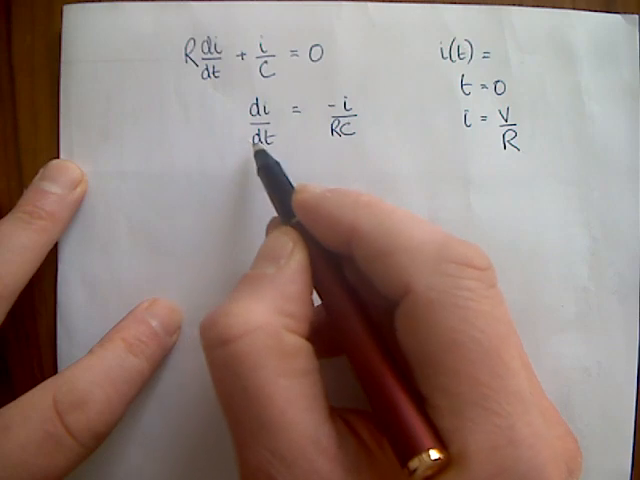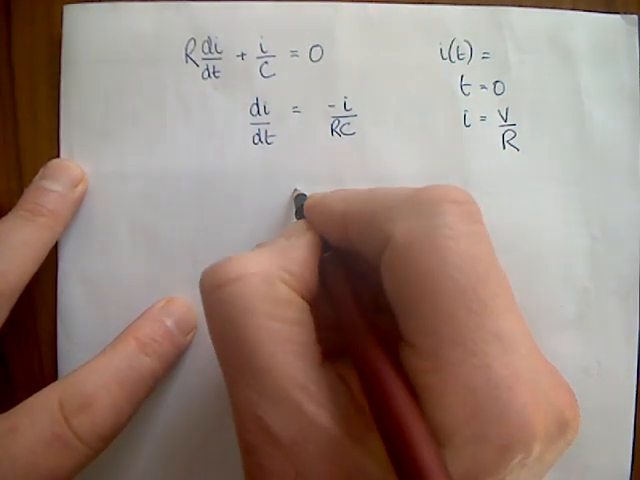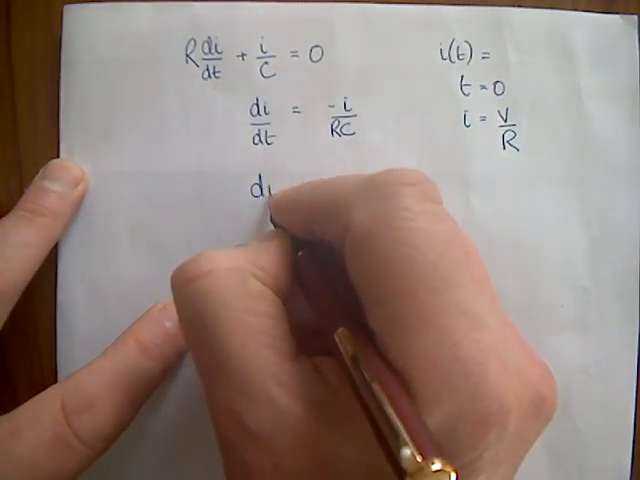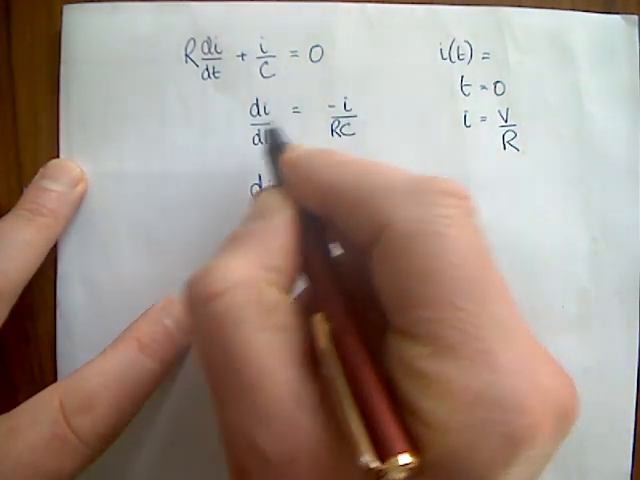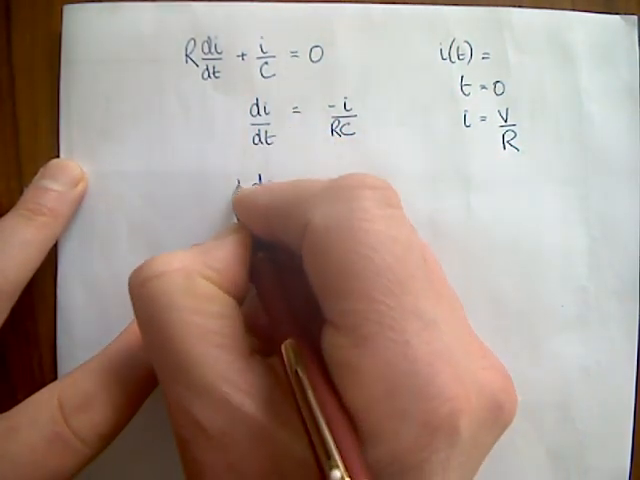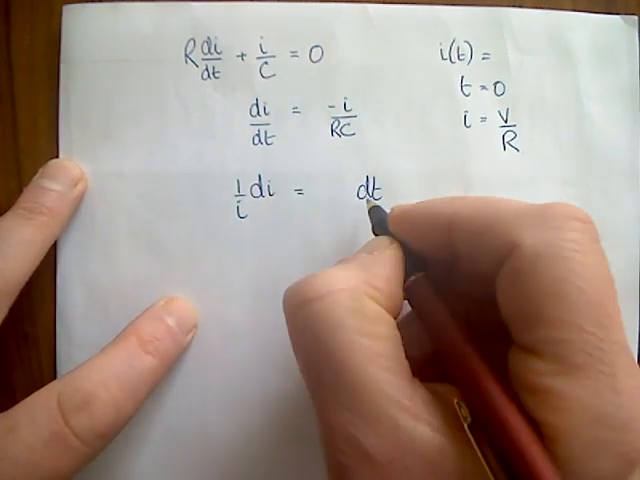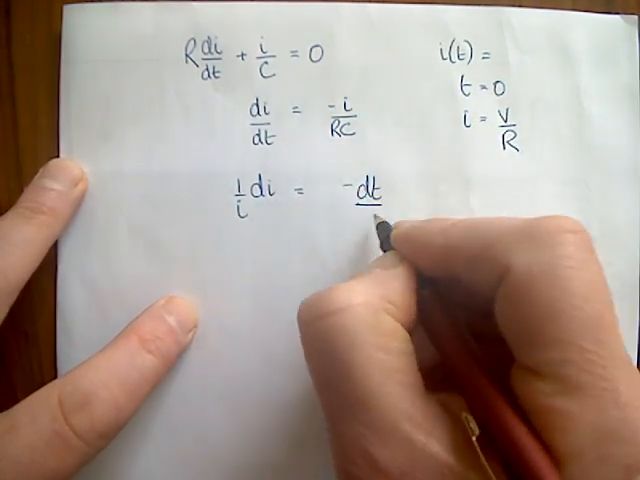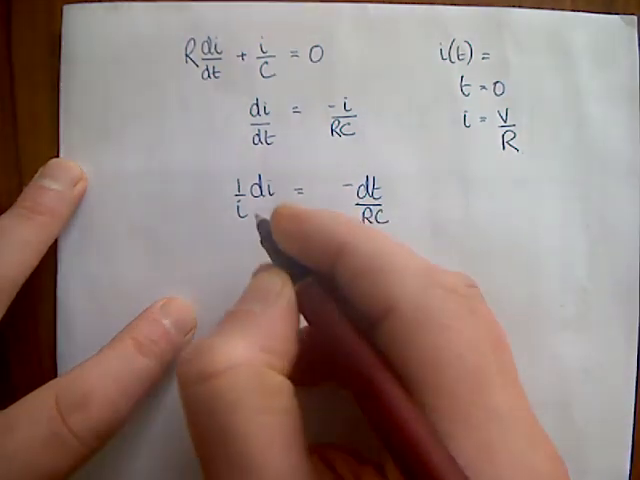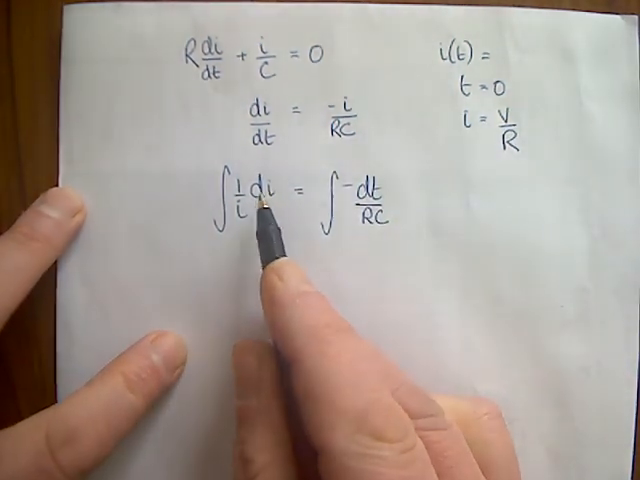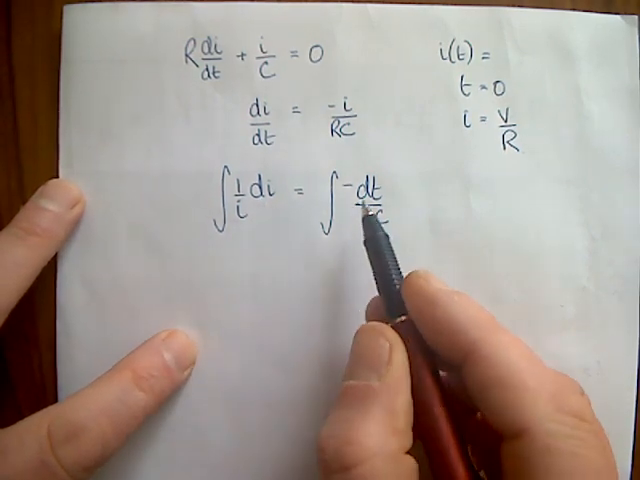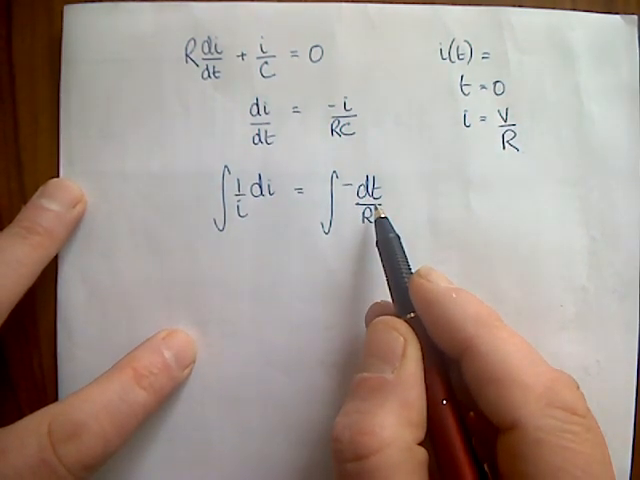I still haven't separated these things. So I'm going to leave the di there, put the dt up here, bring the I over this side because that's where we want it. So I've got 1 over I here. I'm going to leave the minus and the RC over there. So now I can integrate both sides. This side with respect to I, this side with respect to t.